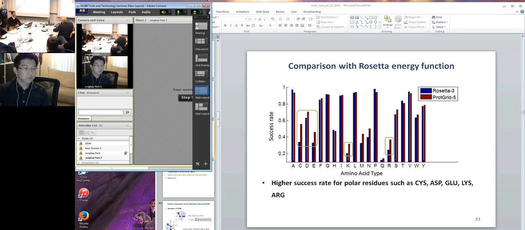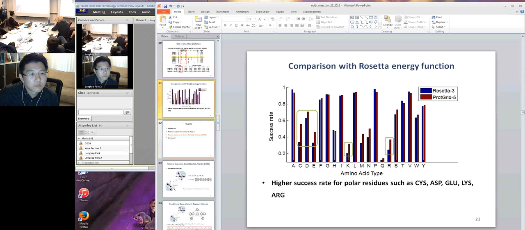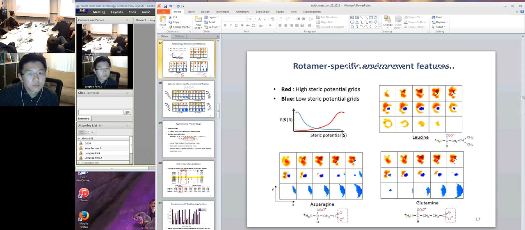I wanted to ask you, so this is a very nice piece of work, Jungkap. I wanted to ask you a tiny detail. In slide 21 here, and slide 17 I'll ask you in a second, where you say ASP and GLU, those stand for aspartic acid and glutamic acid. And the formula that you've shown here on 17 shows the carboxylic acid side chains. So these are surely aspartic acid and glutamic acid, which are different from asparagine and glutamine.